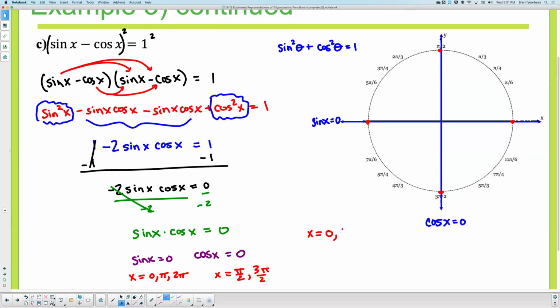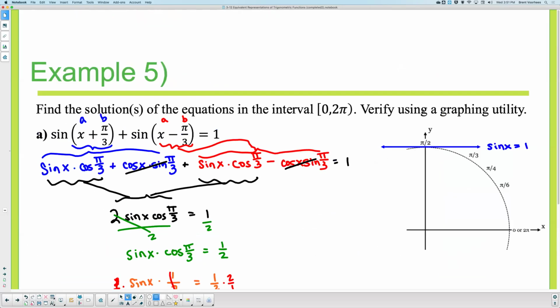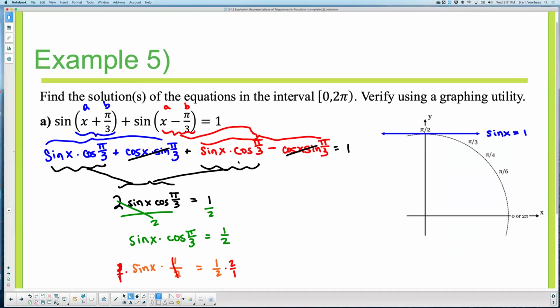It's first pi over 2, pi, 3 pi over 2. That would be on the interval 0 to 2 pi. Now, this problem is tricky. What I'm going to show you now, which I have not done yet, is what the problem said we could do, which is to verify using a graphing utility.